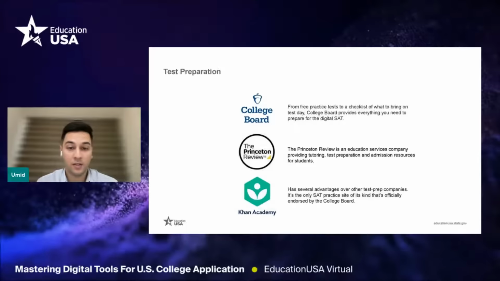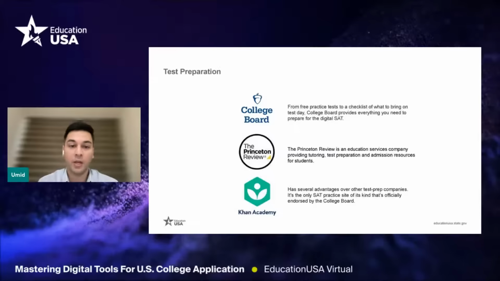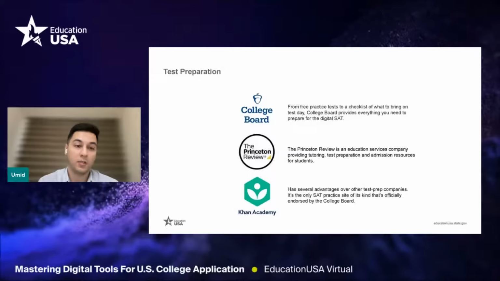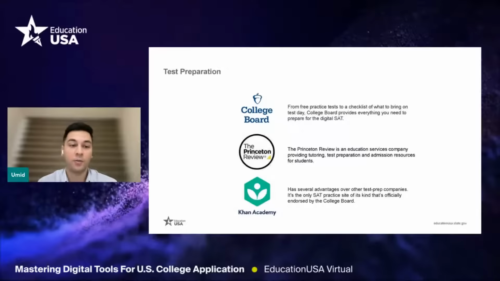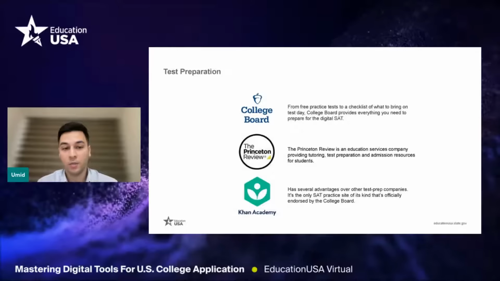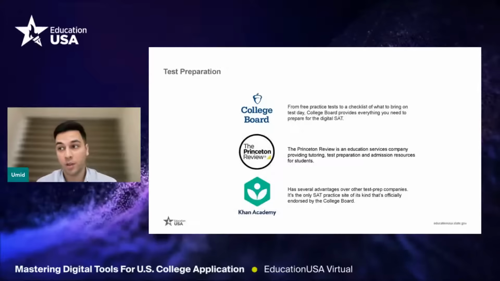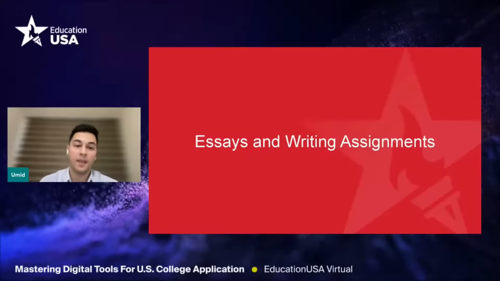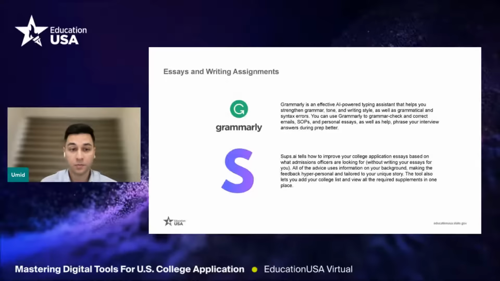It is the only SAT practice test of its kind that is officially endorsed by College Board. The College Board, the owner of the SAT, has given Khan Academy the status of official partner. Let's put it that way. And you can use Khan Academy not only for the SAT, as I've mentioned, but also for more complex subjects that you will study further at university. Now, essays and writing. We're going to the next part.